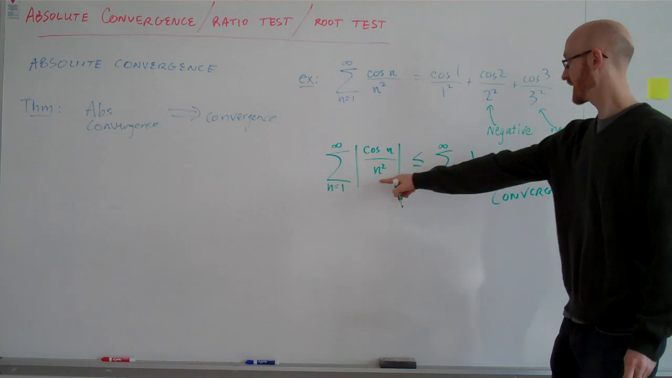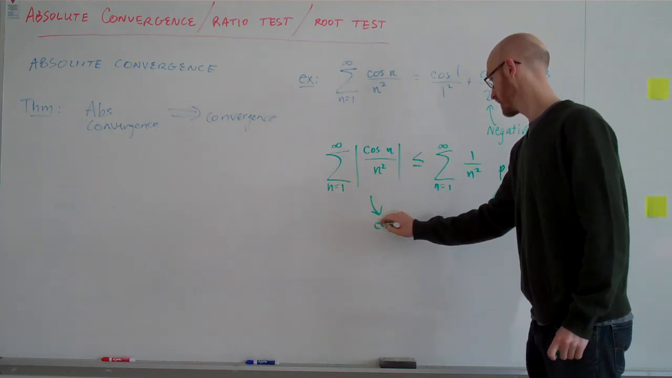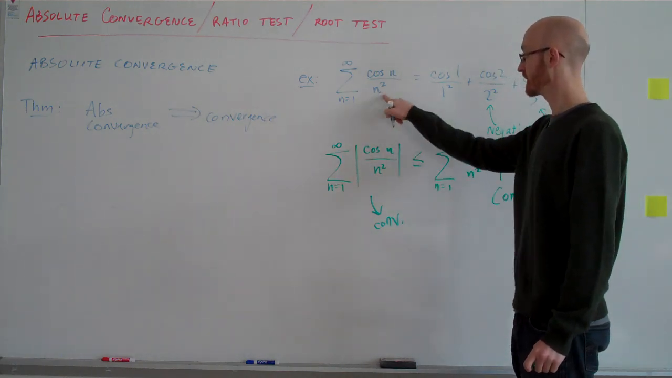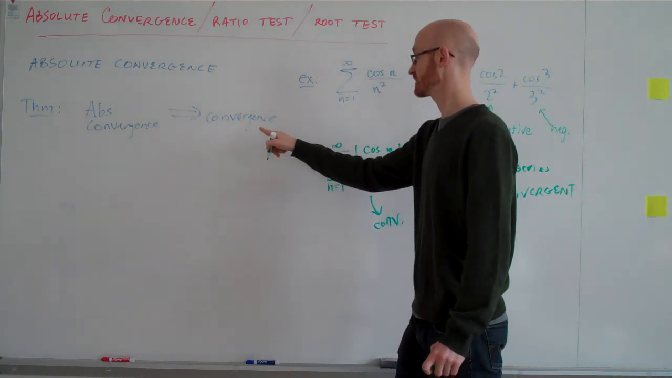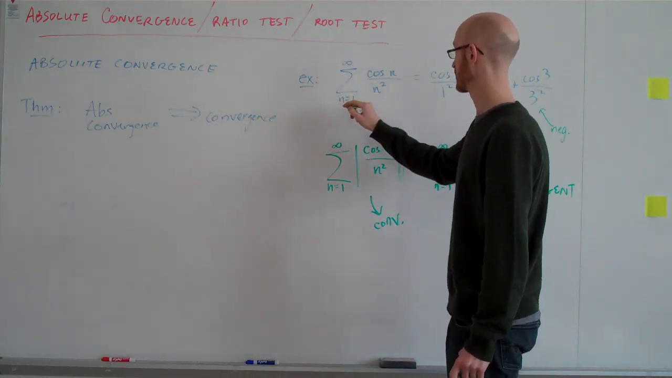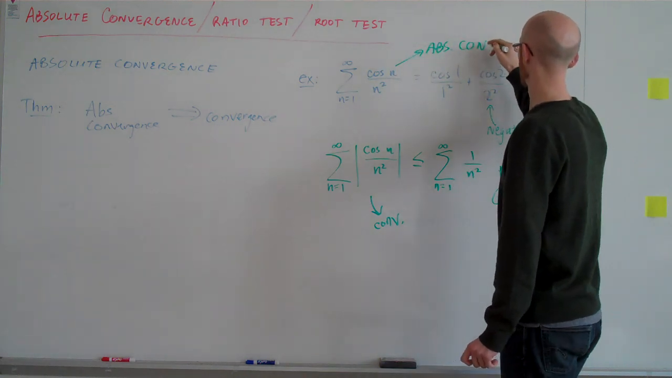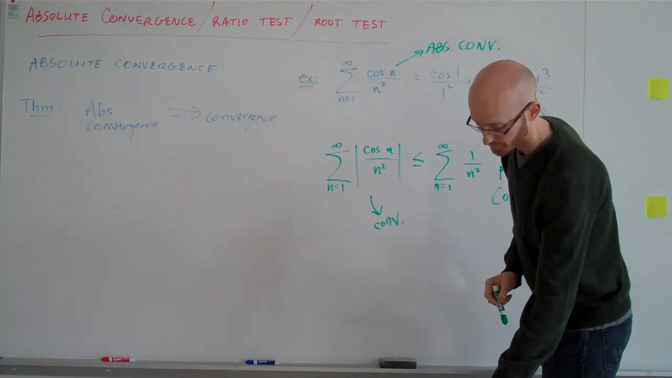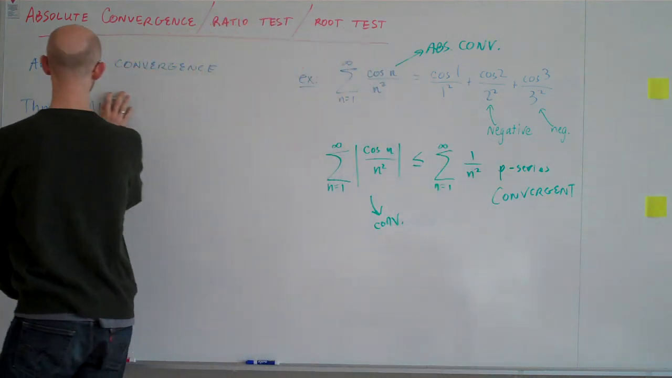So if that is less than that, then that is convergent. If this is convergent, then this absolutely converges, in which case absolute convergence implies convergence. So we would say this thing now absolutely converges, or we could just say it converges, right? Okay, onward we go.